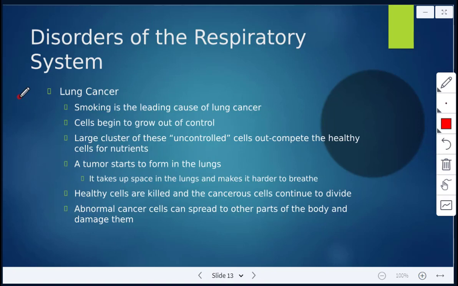Lung cancer is another disorder of the respiratory system. Smoking is the leading cause of lung cancer. With cancer, the cells begin to grow out of control, and large clusters of these uncontrolled cells outcompete the healthy cells for nutrients. Then a tumor can start to form in the lungs. This tumor will take up space in the lungs, and it's going to make it harder and harder to breathe. The healthy cells are killed, but the cancer cells continue to divide. Abnormal cancer cells can spread to other parts of the body and start damaging other parts of the body as well.